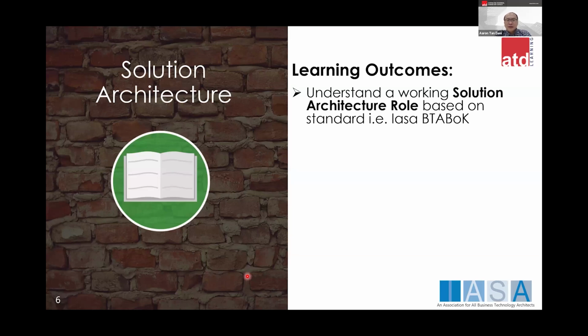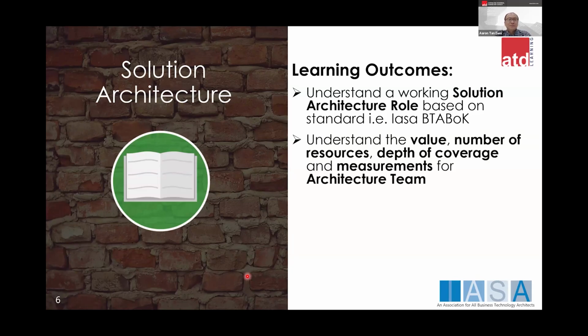What are typically the learning outcomes you get from this solution architecture training? Of course, you understand a working solution architecture role based on the standard, so not based on what your boss or your HR has said, but based on the industry standard. Of course, understand value, number of resources, depth of coverage, and measurement for the architecture team.